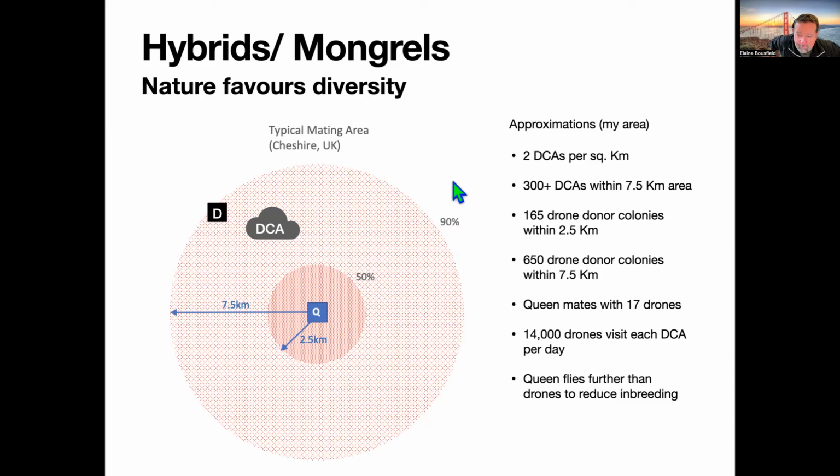But in my case, within a 7.5 kilometer distance of my queens, I've got something like 300 drone congregation areas and something like 650 other colonies around here that are producing drones to mate with my queen. So it's a lot.